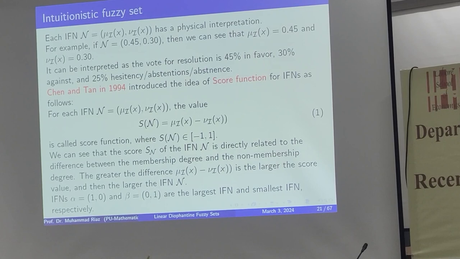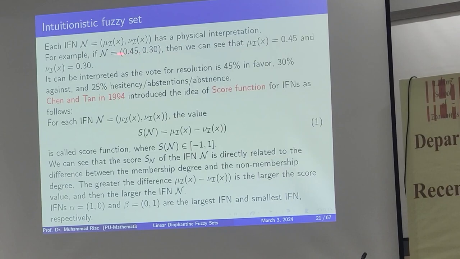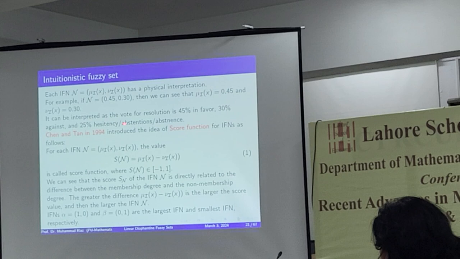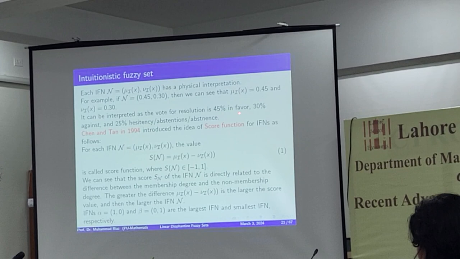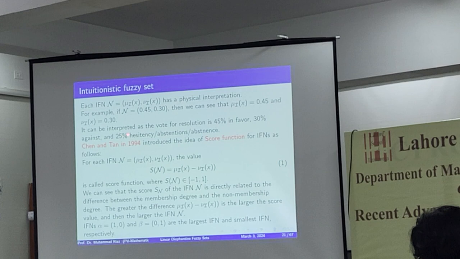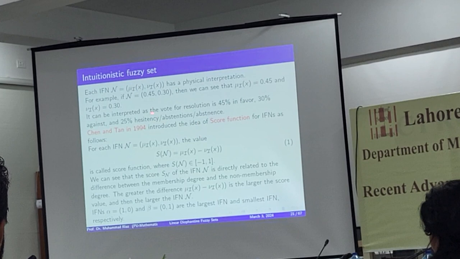For example, if an intuitionistic fuzzy number is written as 0.45 and 0.30, it means that the decision maker has assigned a number in the 0-1 square, with the interpretation that the decision maker is 45% in favor of the candidate and 30% against, but there is a hesitancy. Hesitancy can be obtained by the formula 1 minus mu minus nu. So in intuitionistic sets you can add them and then subtract from 1.